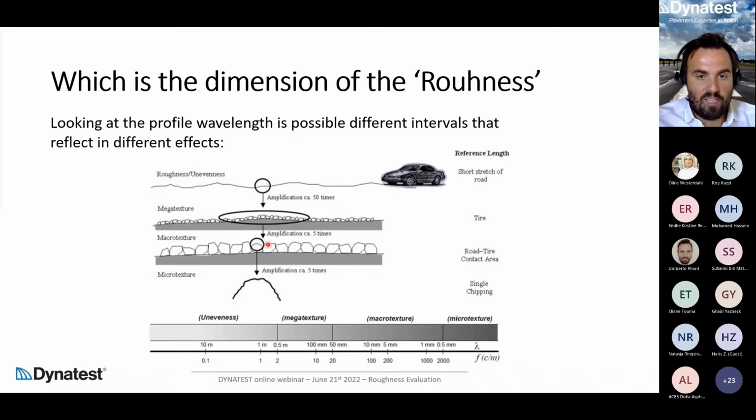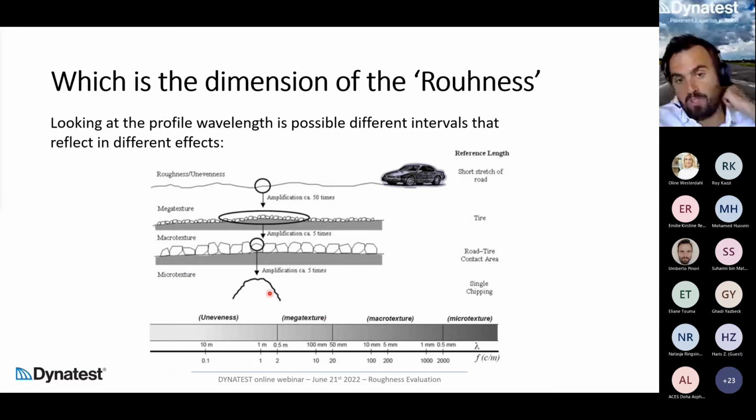Then there is a deviation that comes from the dimension of the grains that are on the surface course. And this deviation usually is influenced in the macrotexture. And macrotexture is between 50 millimeter to 0.5 millimeter. And then, of course, there is a deviation that is over the surface of a single grain. And this deviation over the surface of a single grain is called microtexture. And microtexture, of course, is below 0.5 millimeter.